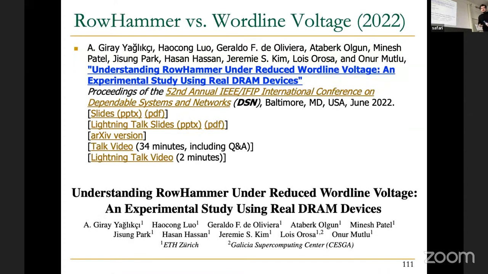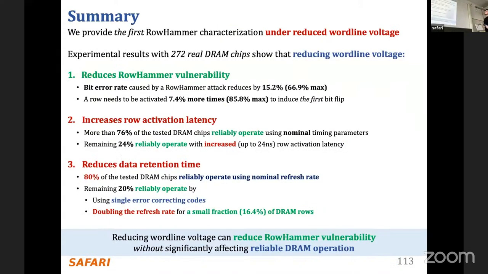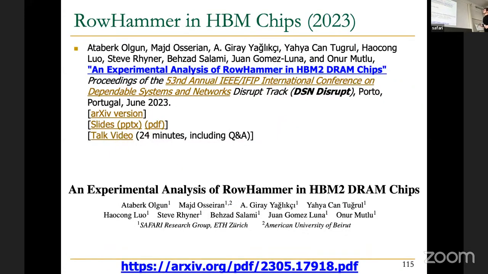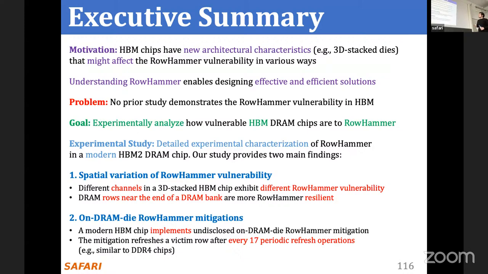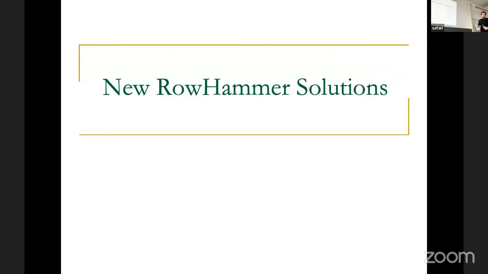We've done more analysis on RowHammer. This one is RowHammer versus wordline voltage. I'll just flash this and move on to the next one. We looked at the RowHammer vulnerability in HBM2 chips, as I mentioned earlier. Again, I will flash this and move on. So we'll move on to RowHammer solutions, actually.